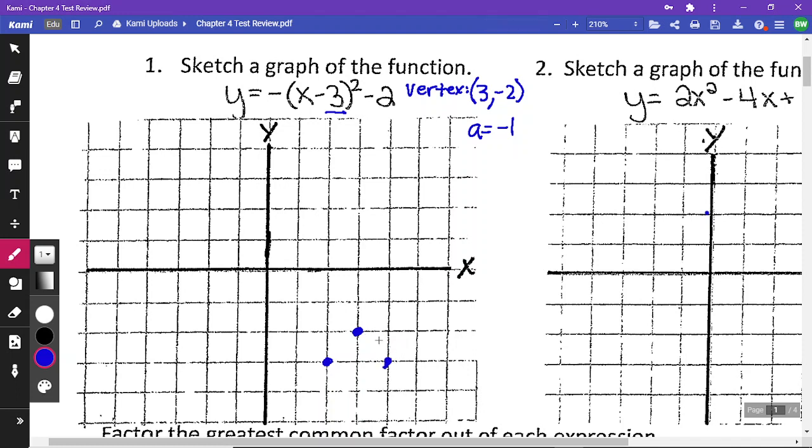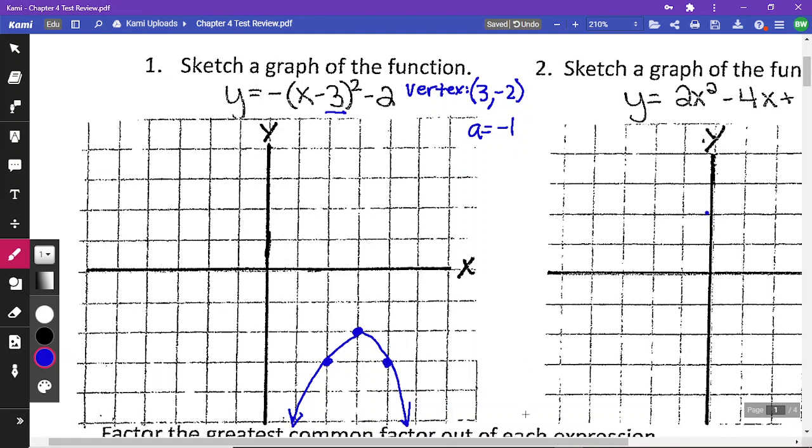We have our 2 points, one on each side, plus we also have the vertex, and we're ready to graph it. Make a nice parabola. It's not very good, but there we go. And so that's number 1. Okay, let's look at number 2.